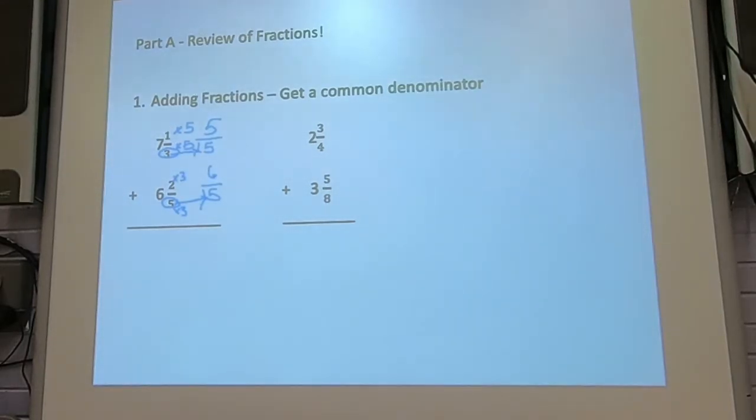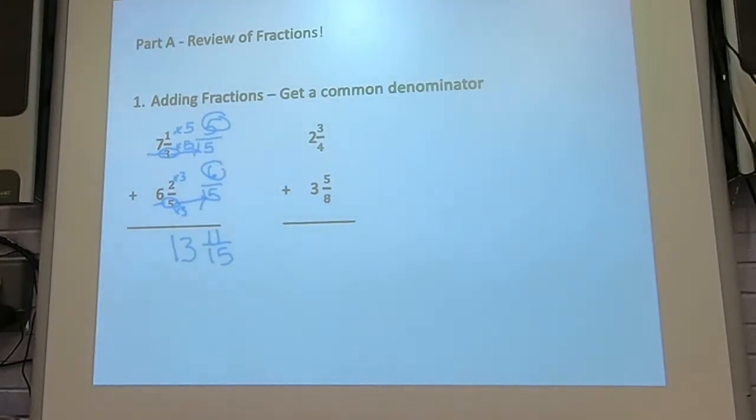Alright, now when you add fractions, you add the numerators only. So I have 5 plus 6. That's 11. Keep the denominator the same. Now add the whole numbers. 7 plus 6 is 13. Simplify if you can. However, that one cannot be simplified.